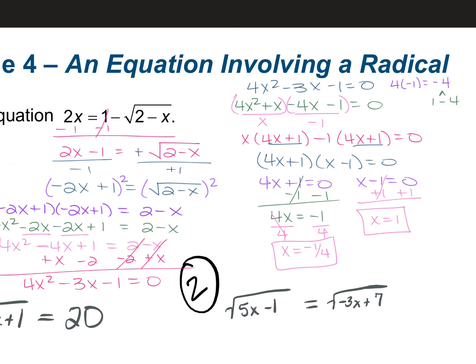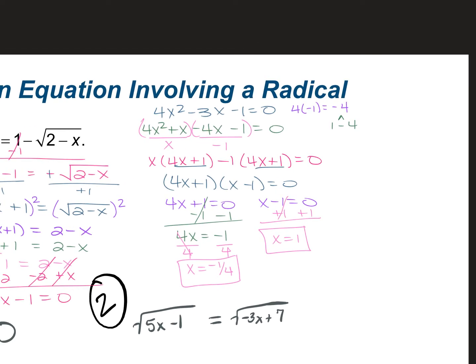So if we were to do this, the 1 minus 1 is 0. So 1 minus 0 is just 1. 2 times 1 is 2. That does not give you a true statement. So again, if we check them, if we check the 1 first, we have 2 times 1 is equal to 1 minus the square root of 2 minus 1. So that gives you 2 is equal to 1 minus the square root of 1. So 2 is equal to 1 minus 1. 2 is equal to 0. That's not equal to 0, so this is an extraneous solution.